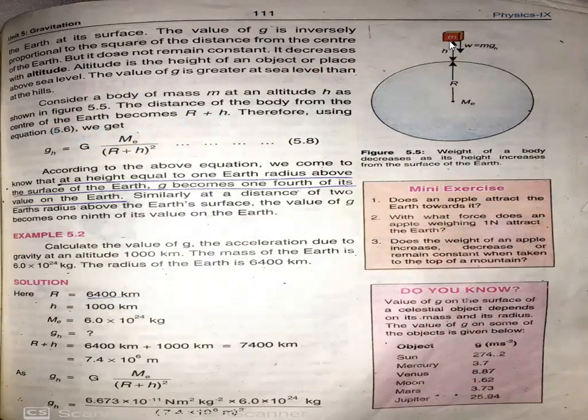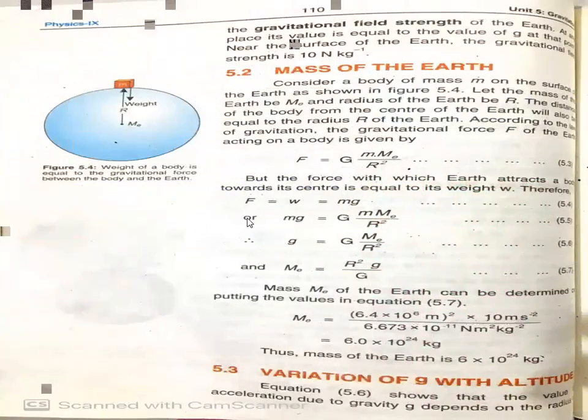It is lying at some height, which is denoted with h. So our law of gravitation will become g = GMe/(r+h)², because I am putting this value since the body is lying at some height h. That's why, in g = GMe/r², I am just adding h.